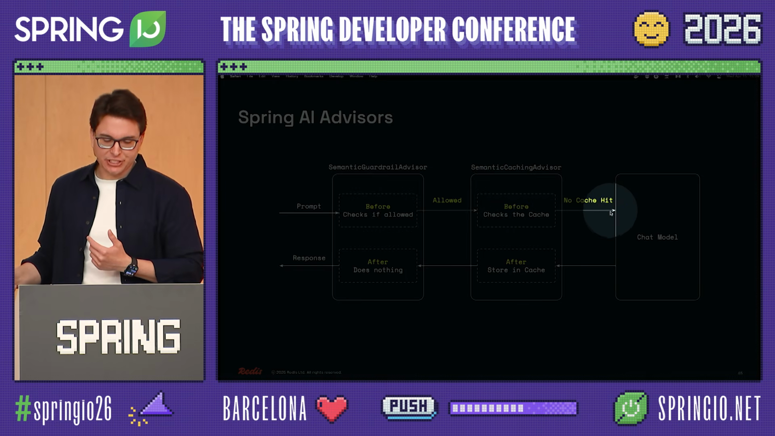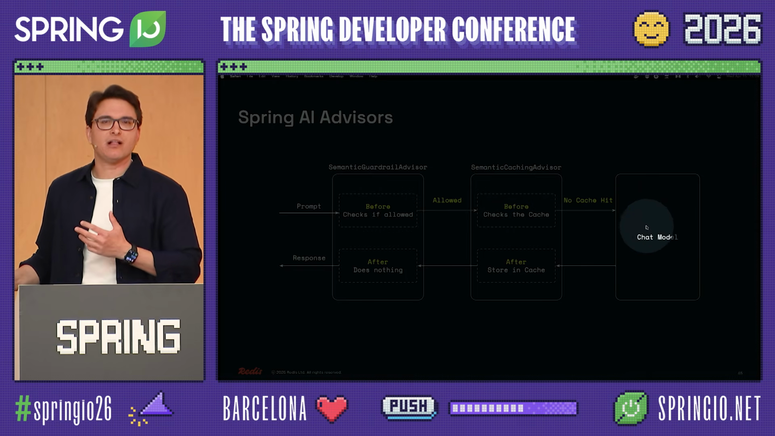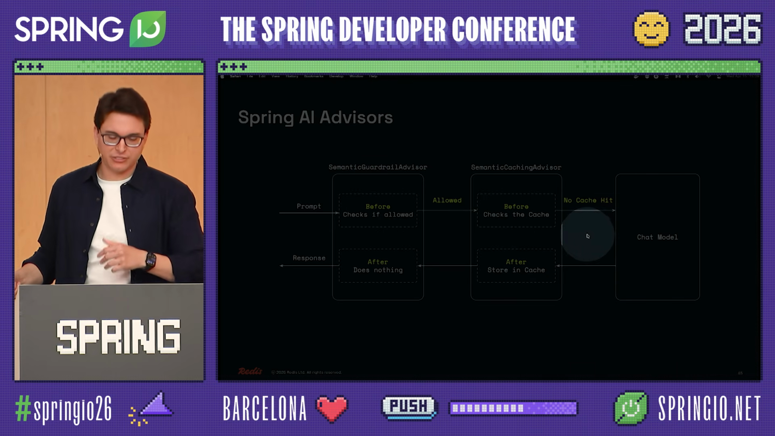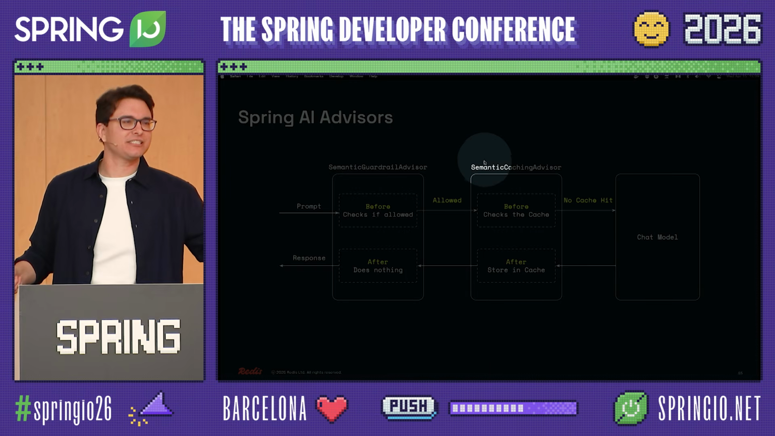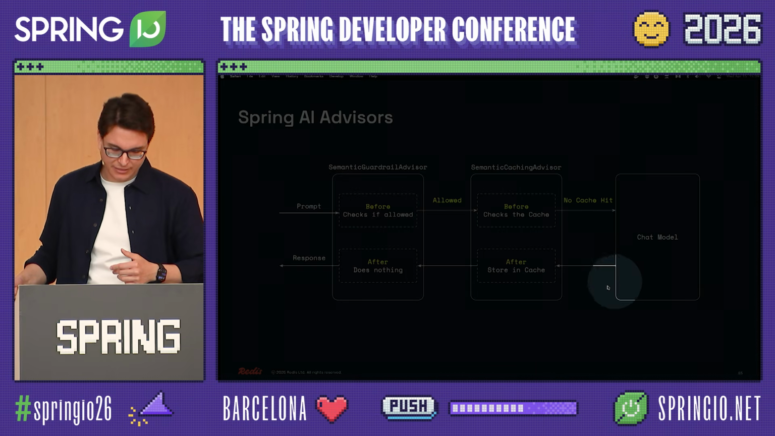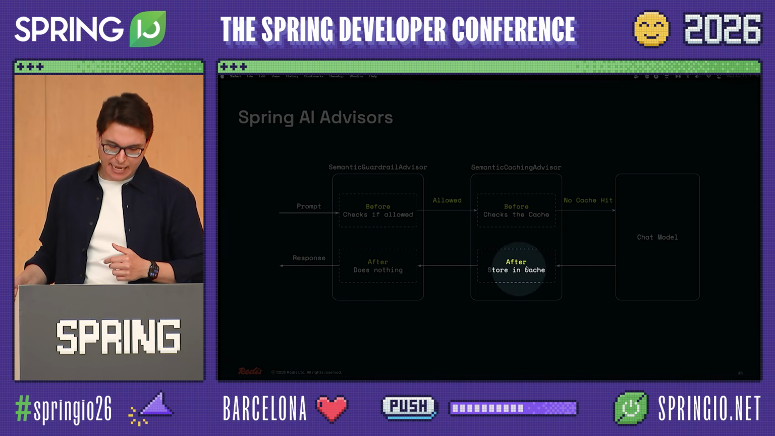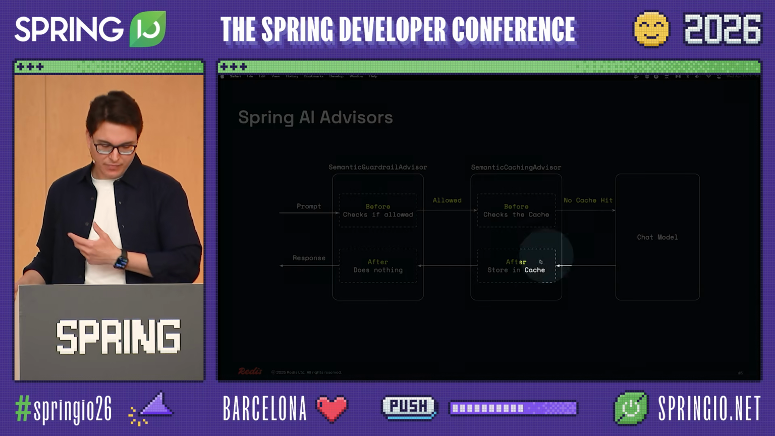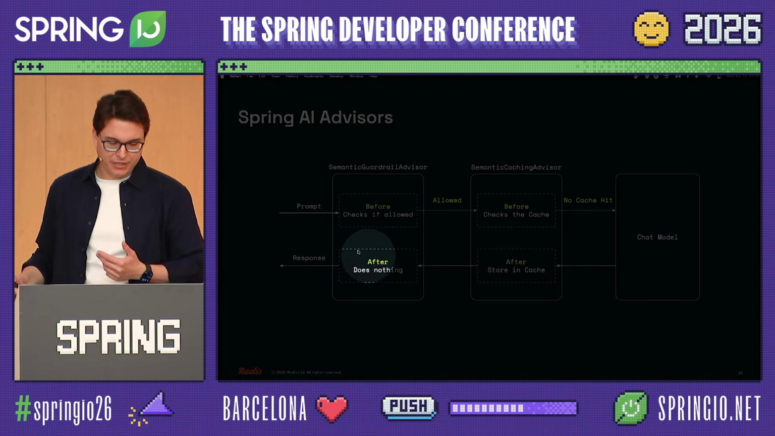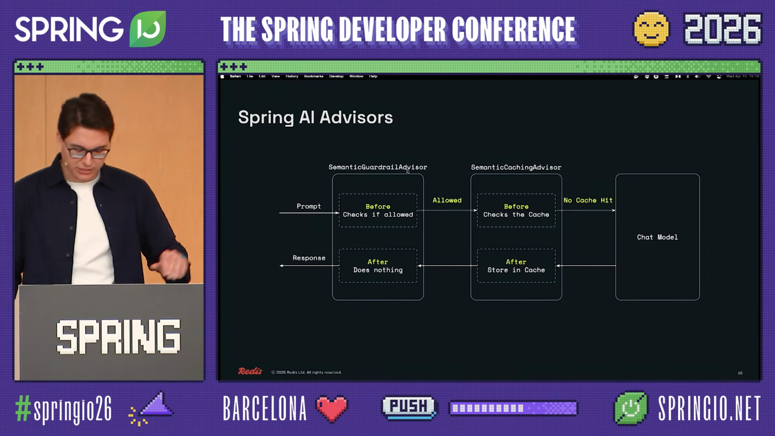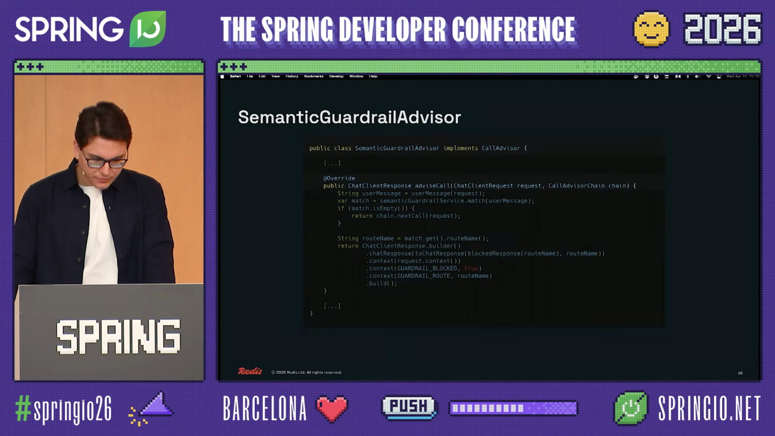And if there's no cache hit, it's going to trigger the chat model. Otherwise, we're just going to short circuit and return the information right back to the user from the cache, or say that something is not allowed using our semantic classifier here, right? After that, the semantic caching advisor is going to be intercepted again if there is no cache hit and the chat model was triggered. In this case, we're going to store that information in the cache. And we're also not going to do anything with the guardrail advisor because after, we don't need to do anything, right? So that we can return the response back to the user afterwards.